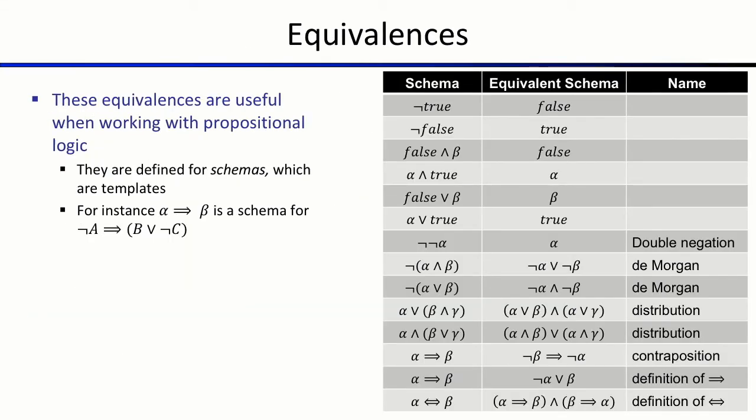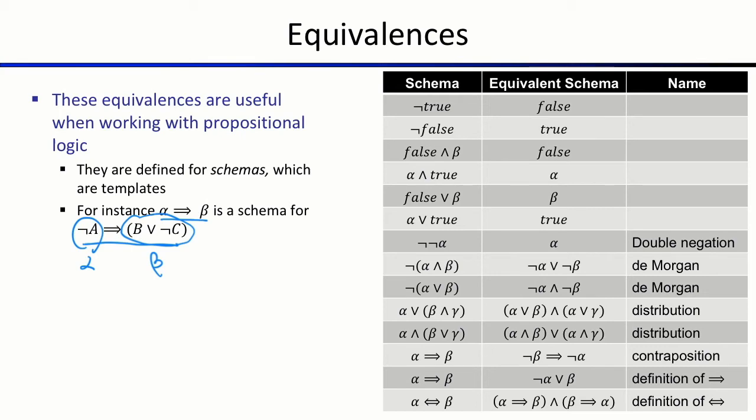So here we have a definition of several equivalences, and equivalences are useful when we are working with propositional logic because we can derive new sentences from existing sentences in a very simple way, just by manipulating the symbols. We have here what we call schemas, and a schema is, in a certain way, a more general definition of a sentence. We can instantiate one schema to different sentences. What I'm trying to tell you is that if we have one schema like alpha implies beta, we can instantiate it to different sentences. For instance, this one, not A implies B or not C. In this case, alpha will be not A, and B or not C is going to be our beta.